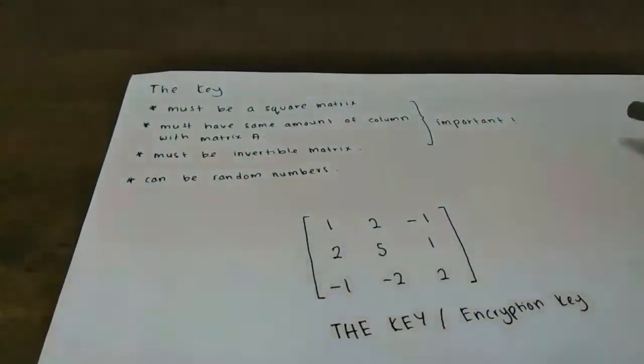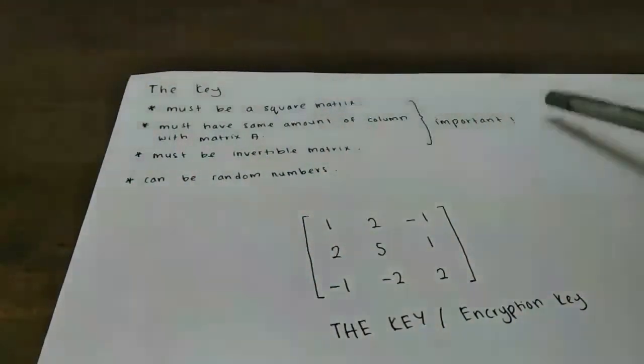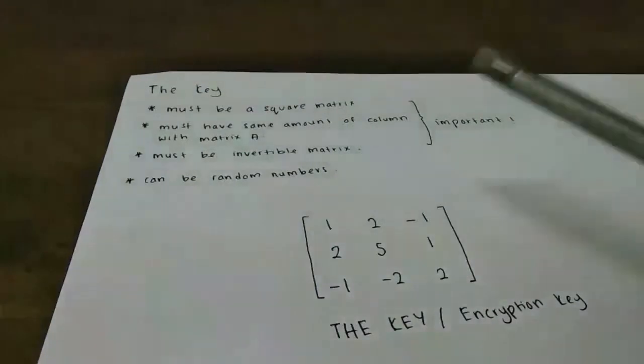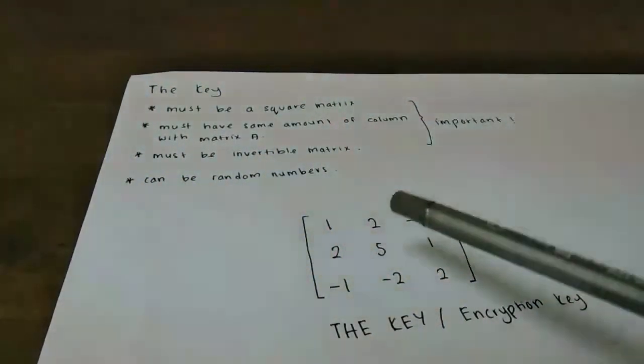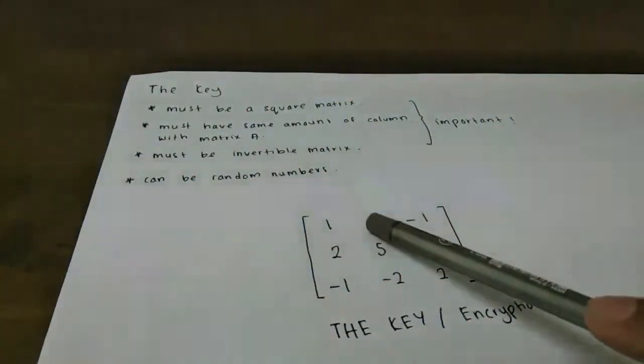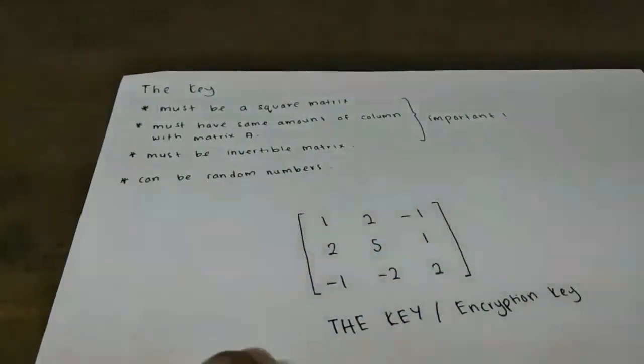The matrix must be invertible. You can choose any number, but with one condition: it needs to be invertible. It can be inversed. That's important. So we go to the next one, the third one. The key must have the same number of columns as the matrix you want to multiply.